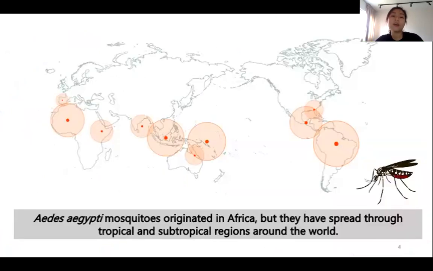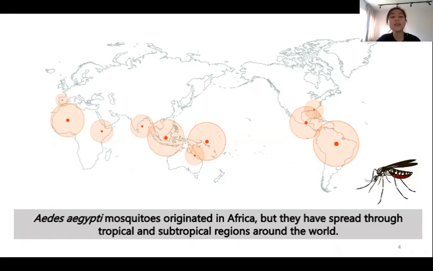A bit of history here. Did you know that the Aedes aegypti mosquitoes originated in Africa, but they are spread through tropical and subtropical regions around the world? Aedes aegypti mosquitoes first spread outside of Africa during the slave trade between the 15th and the 19th centuries. They also spread through trade with Asia during the 18th and 19th centuries, and then again following the troop movements during World War II.